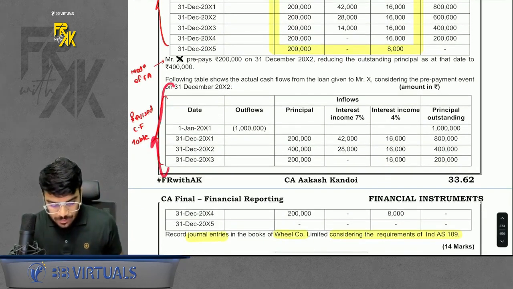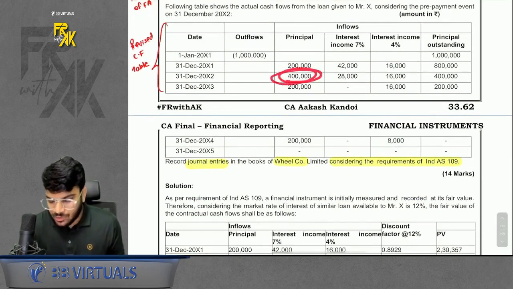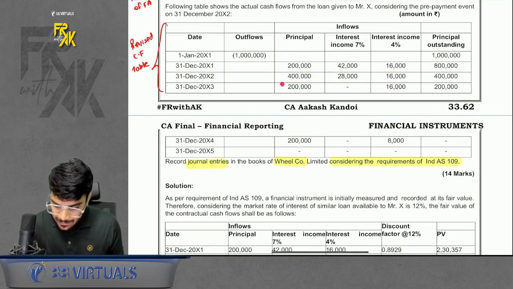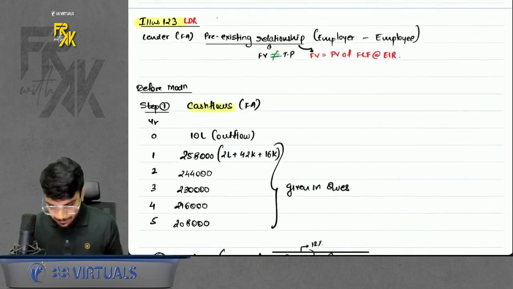Then the revised cash flows are also given. Because you are repaying early, what are the revised cash flows? As per the revised terms, you repaid an extra 2 lakhs in that year itself. So only this much is pending after modification. Now how to solve it? Okay, let's try to discuss.